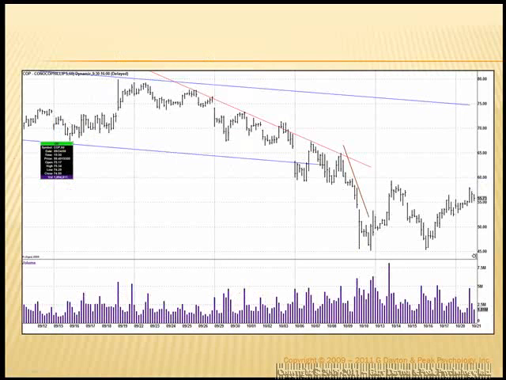Here is a chart. I've traded this stock. I like this stock. This is a 60-minute chart of ConocoPhillips, good oil stock.